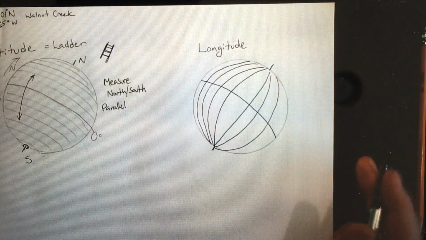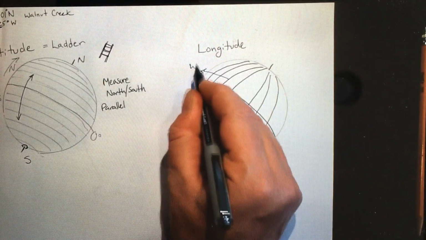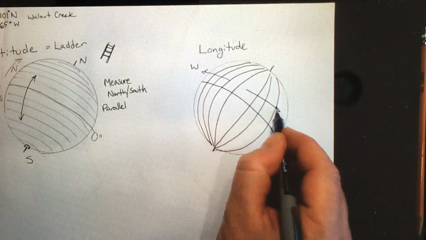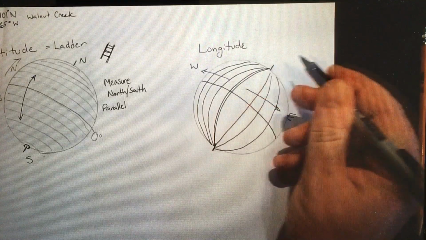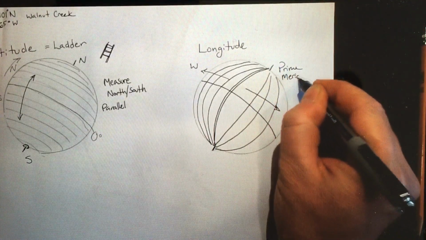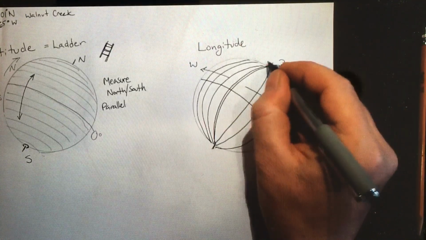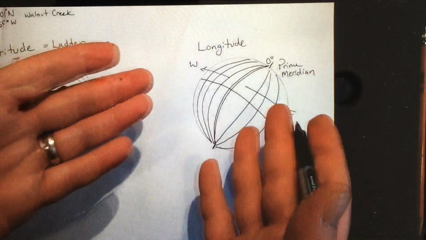And they are the opposite. They measure west and east from a special line that goes through England called the prime meridian. And that is 0 degrees. Neither west nor east, it's just 0.